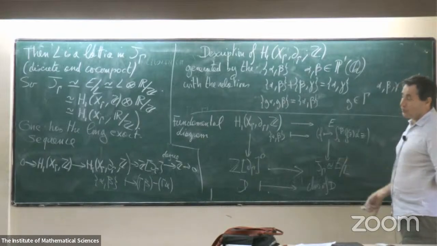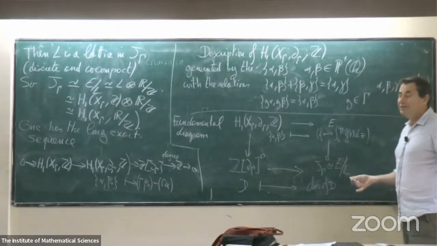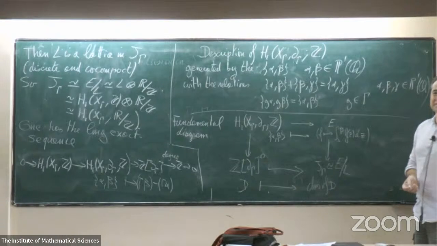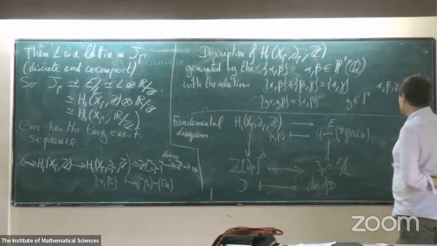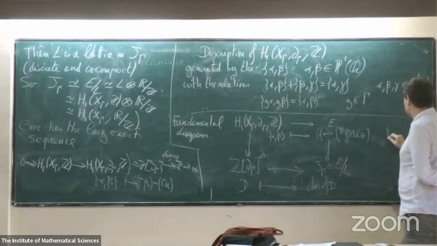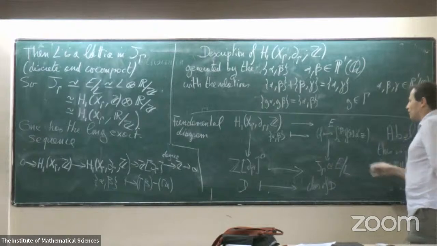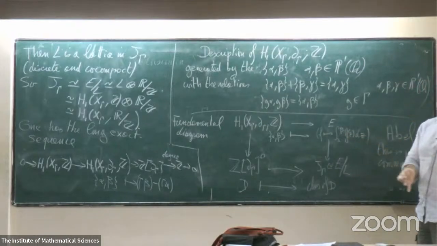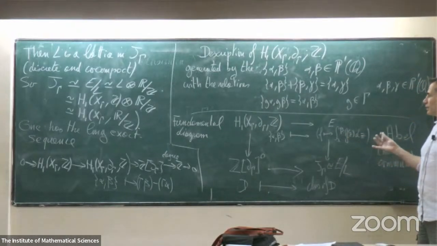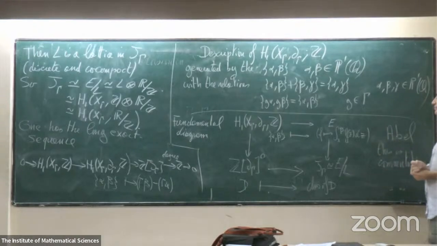And of course, there is a theorem which I think goes back to Abel in the early 19th century, which says that this is commutative. So this is how the algebraic description and the analytic description of the Jacobian come together.